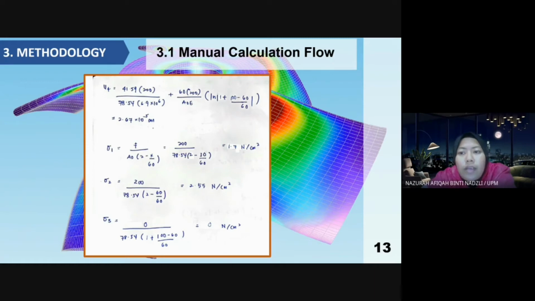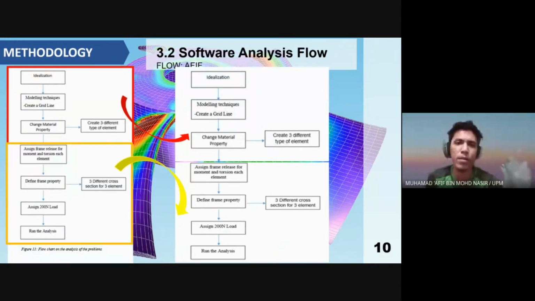That's all from me. I will pass to Afif. Thank you. So I will present the software analysis by SAP 2000. The first step is the idealization of the element. So we split the element into three, which is element 1 until 3. Each element has a different cross section.